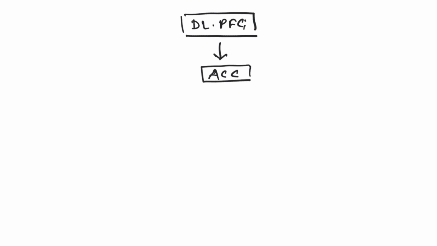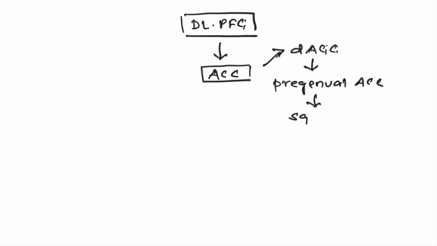And as we said, the anterior cingulate cortex is divided into three parts. You have the dorsal anterior cingulate cortex that sends glutaminergic connection controlling the pregenial anterior cingulate cortex, which in turn controls the subgenial anterior cingulate cortex. Where are these areas located?